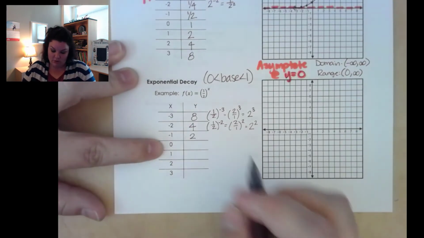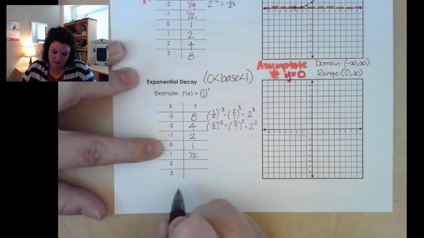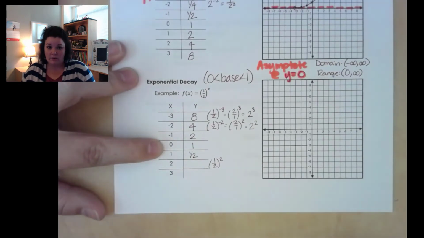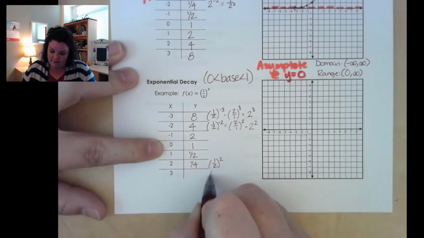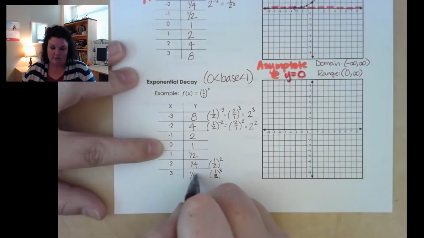1/2 to the 0 power is 1. 1/2 to the first power is 1/2. 1/2 squared, remember we square the top and square the bottom, so that gives me 1/4. And then 1/2 cubed gives me 1/8.